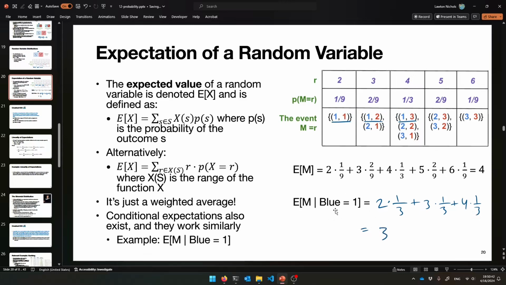You expect to see a 3 on average when you're looking for the value of m, the expected value of the random variable m, when you know that the blue spinner has landed on a 1. You expect to see a 3 on average. That's just your weighted average. Okay? So yeah, that's random variables and their expectation.